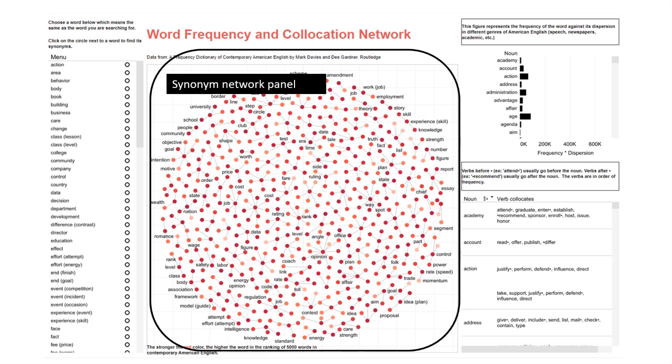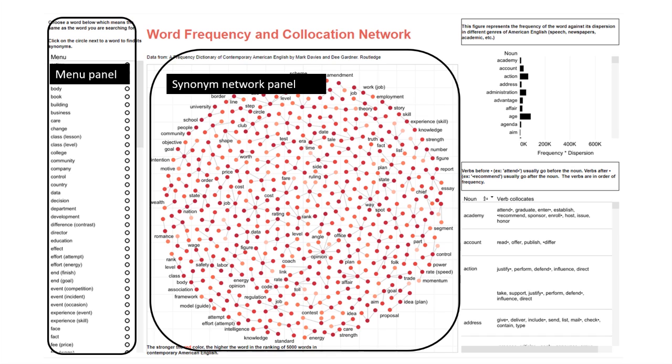Each circle is colored red, but the degree of saturation of the color represents the ranking of the noun in the list of 5,000 words provided by a frequency dictionary of contemporary American English. The more saturated or deeper the color, the higher the ranking. A caption below the network informs the user of this.